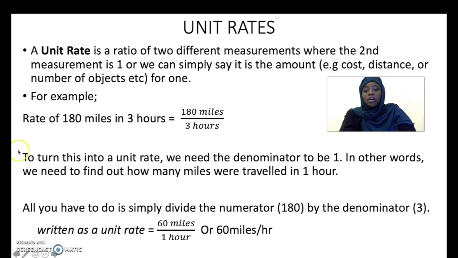For example, a rate of 180 miles in 3 hours can be written as 180 miles per 3 hours. When we want to turn this to a unit rate, meaning we want to find out how many miles you will travel in 1 hour, in other words, the denominator must be 1, all we do is simply divide. You divide the numerator by the denominator, and here we have 180 divided by 3, which gives us 60. In other words, the unit rate becomes 60 miles per hour, or 60 miles traveled in 1 hour.